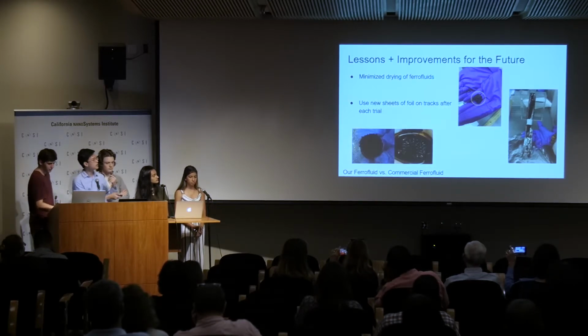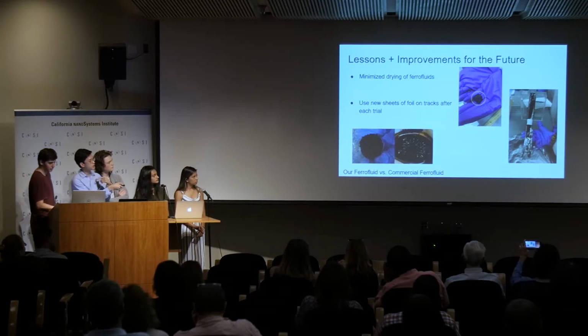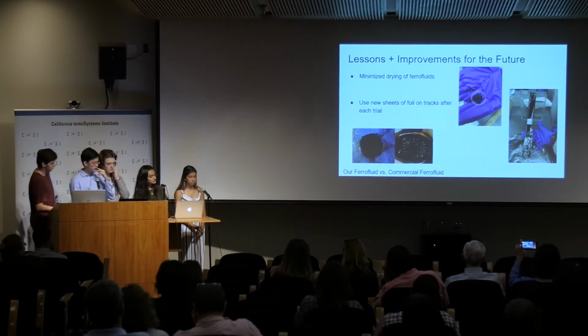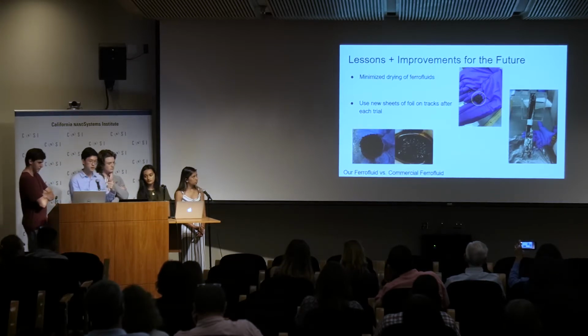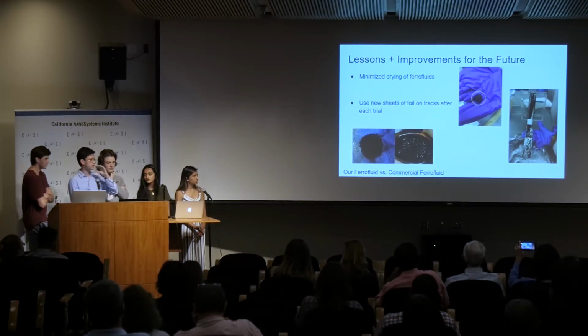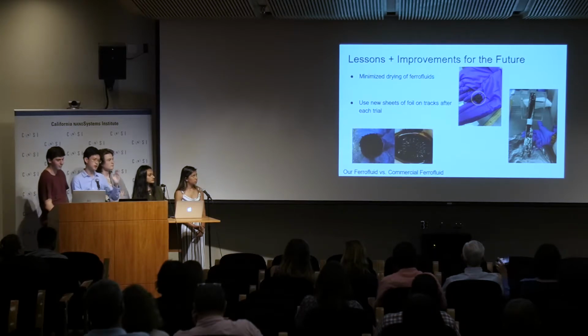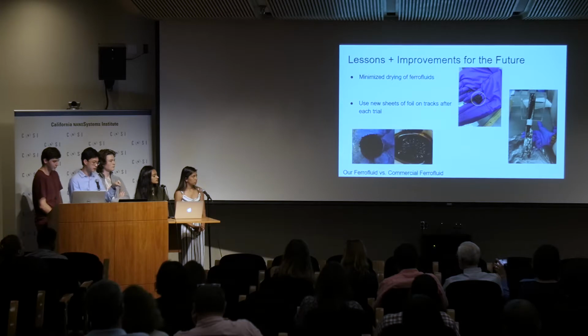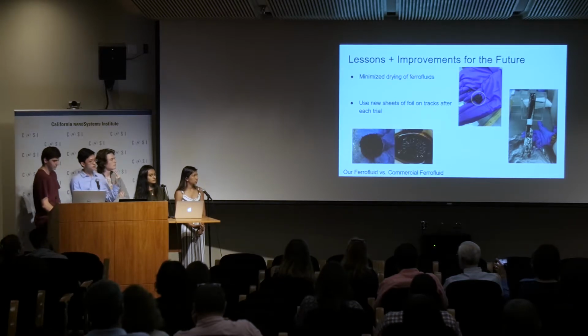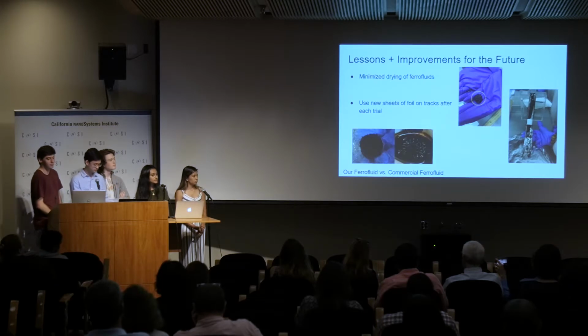Now, another error is shown in this ramp. As you can see here, we have our ferrofluid dried on the ramp. Now, this interacted with our magnets as they were falling down, and it caused inconsistencies in their actual speed as they're going down. To combat this, we would use new sheets of foil on the tracks after each trial.